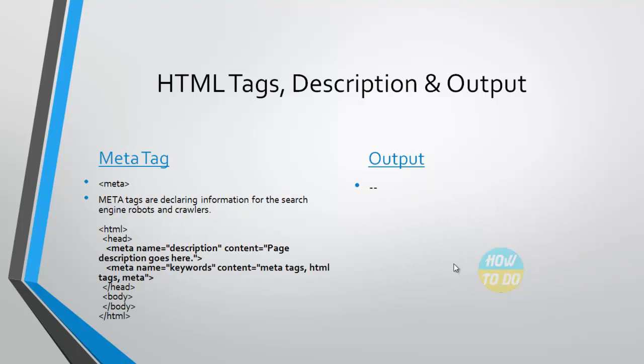Next, the metadata tag. The metadata tags are declaring information for search engine reports. These are the tags which are used for getting the search engine option. So these are the statements or the syntax which is used for creation of this particular metadata, and the output will not be available for this because this is a search engine function, and we will have to write this metadata in the head section.